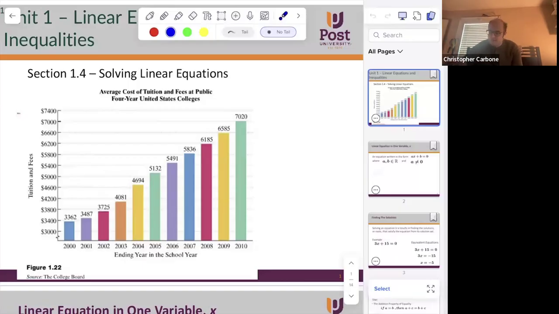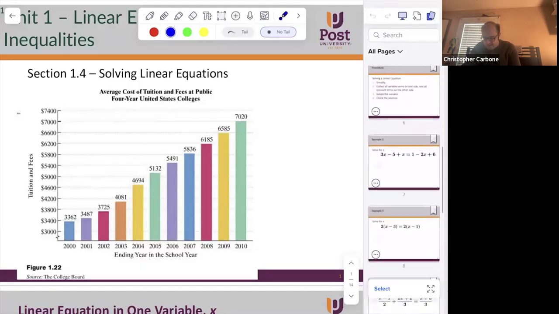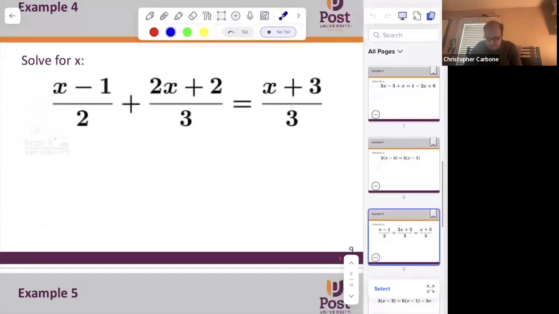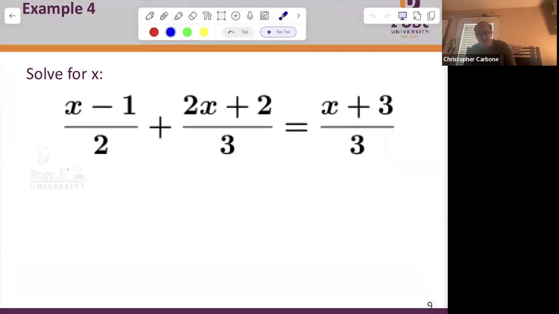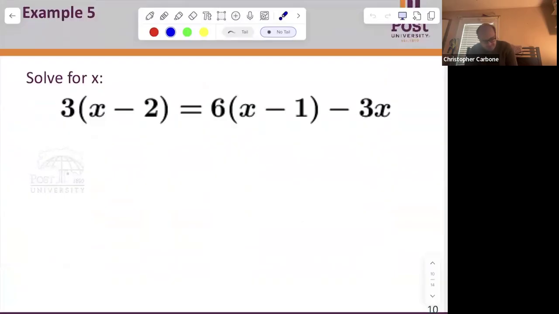Hi, class. So last week we studied section 1.4, and we had gone down to this example here, which we had done in class. And I want to continue after that point. So here, for this one I have 3 times x minus 2 is equal to 6 times x minus 1 minus 3x outside of that.